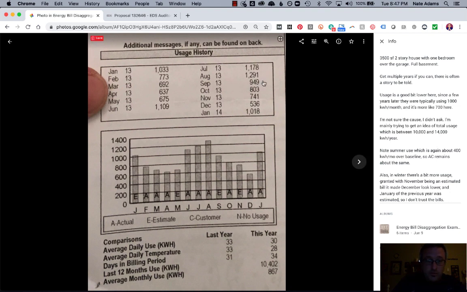Okay, so again, we double checked that our baseline is down. A couple of things here. So this one has a couple of estimated bills. Take a look at December of 13. So where's that?